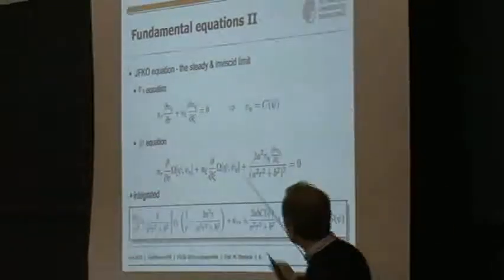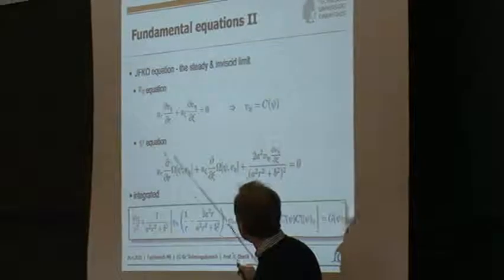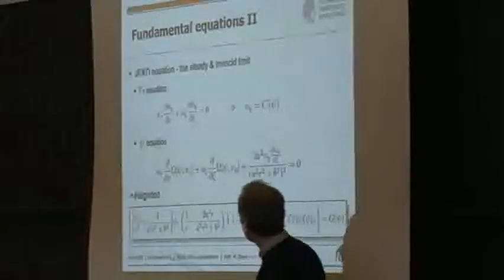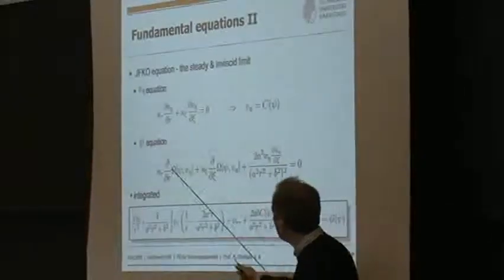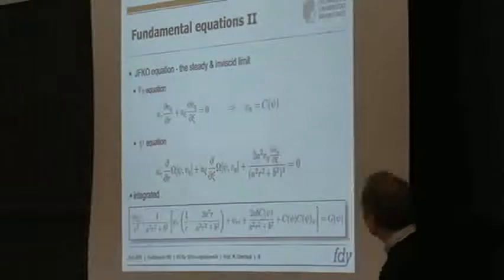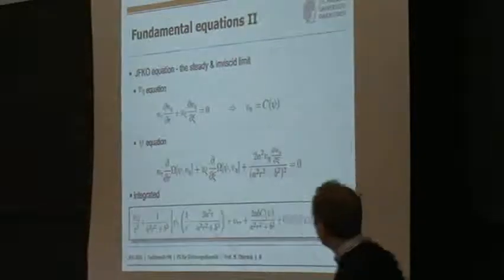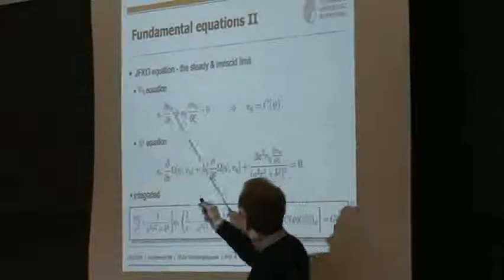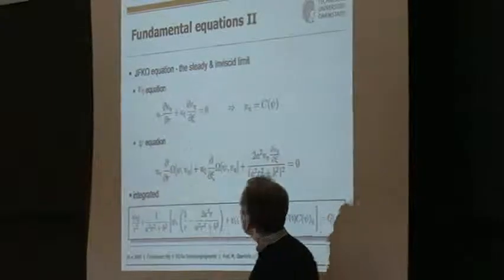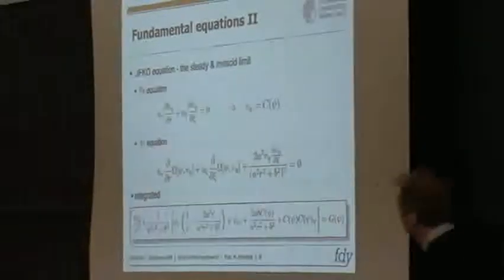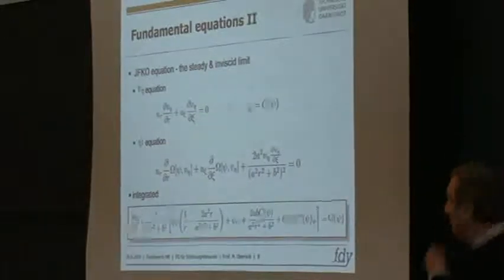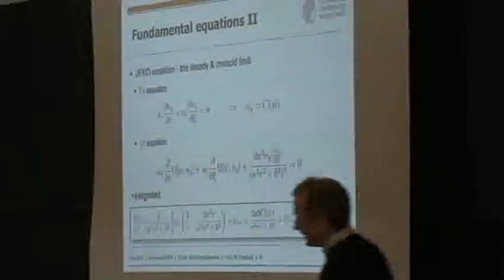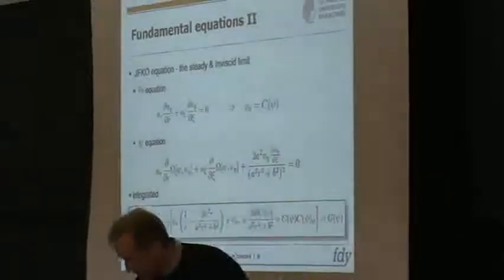So the V eta here is just an arbitrary function of the psi. And at the same time, using that steady and implicit limit, you can introduce the psi equation. And interestingly enough, this psi equation can be integrated one more time, and we get this type of equation, which has, I think, different names. One of them is actually the JFKO equation. So that is an equation that has in the literature been investigated quite often, in various contexts.